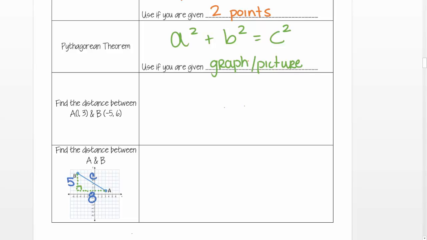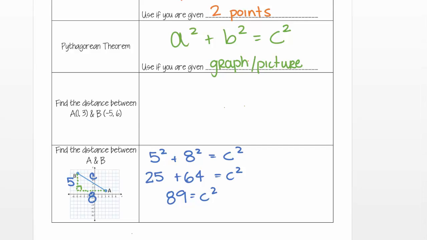So let's do 5 squared plus 8 squared equals our c squared that we don't know. 5 squared is 25. 8 squared is 64. And if we add these together, we end up with 89. And this isn't a perfect square, so when we plug it in, we'll end up getting a decimal, which is okay. And we'll round it to the first number after, so we get about 9.4. That's the distance between point A and B.